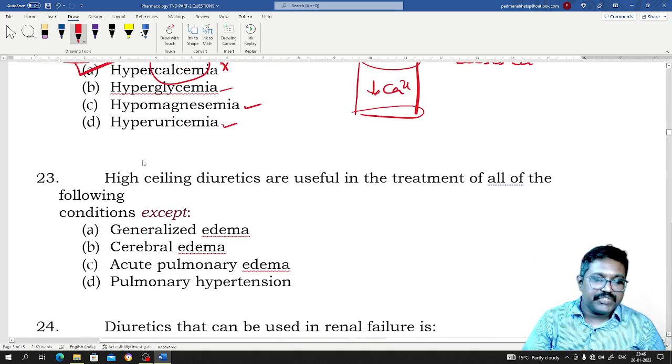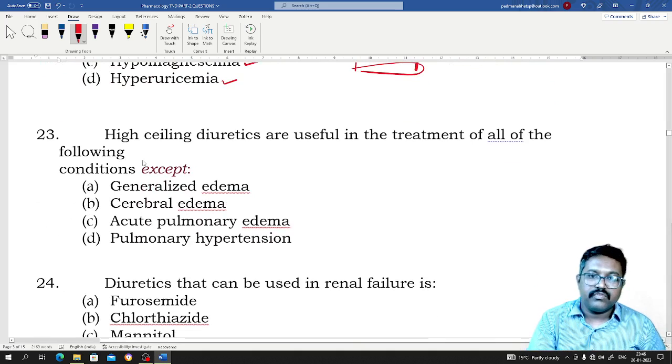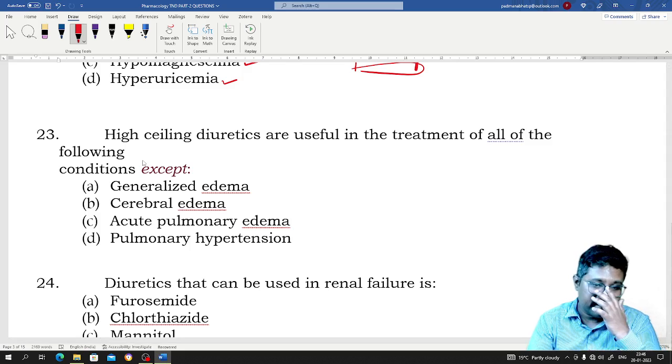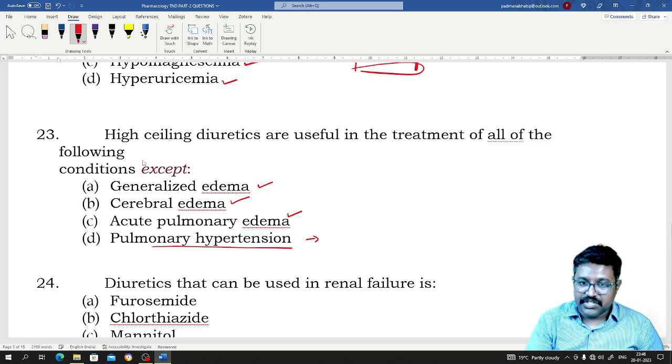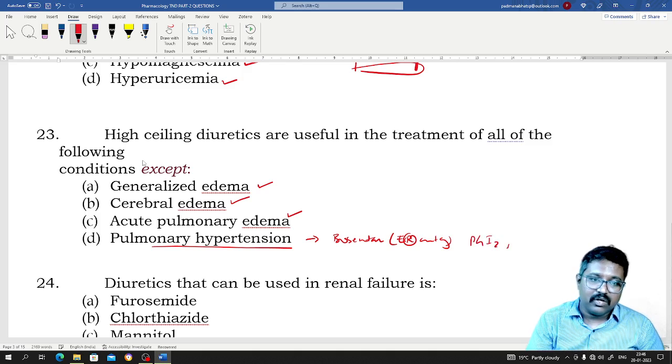So next, 23rd question, that is, high ceiling diuretics are useful in the treatment of all the following except. So the furosemide can be used in case of generalized edema, in cerebral edema as well, in case of acute pulmonary edema as well, but not in case of pulmonary hypertension. So in case of pulmonary hypertension, you can go with the bosentan, which is an endothelin receptor antagonist, and you have some prostacyclin analogs as well. So high ceiling diuretics is not used in pulmonary hypertension.